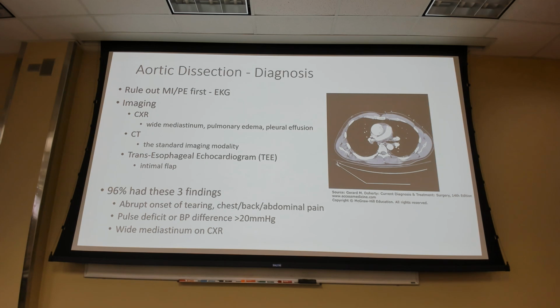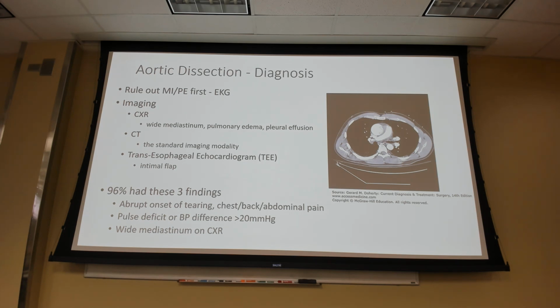All right, so what do we do? Well, first we need to make sure they're not having an MI or a PE. So this is why we consider a dissection, an MI, PE. When anybody comes in with chest pain, we need to consider all of these. So this is a pretty big job we have to do.